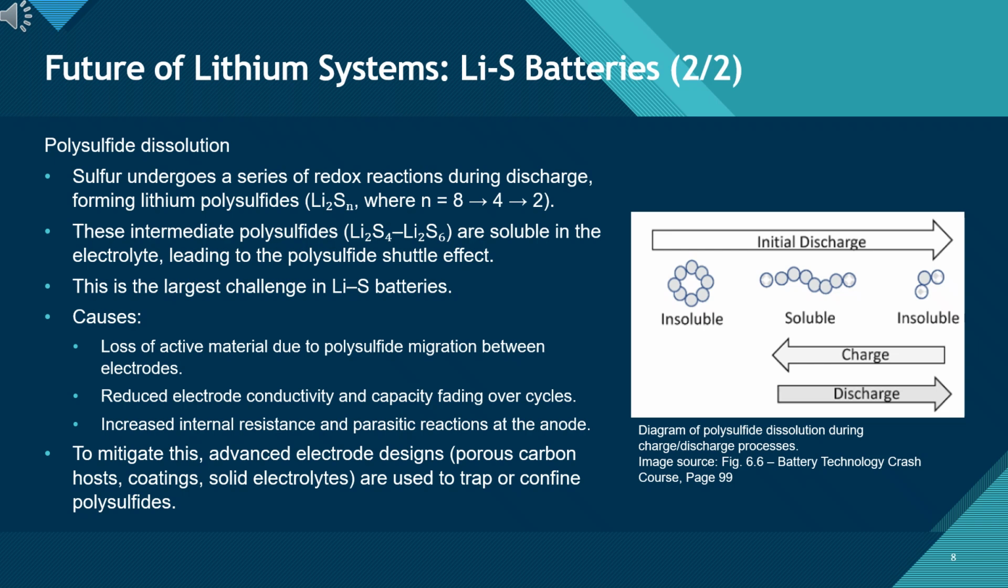The diagram here illustrates how sulfur species transition from insoluble to soluble forms during discharge and charge cycles. To address this, researchers are developing porous carbon hosts, protective coatings, and solid-state electrolytes that can trap or confine these polysulfides and improve battery stability.